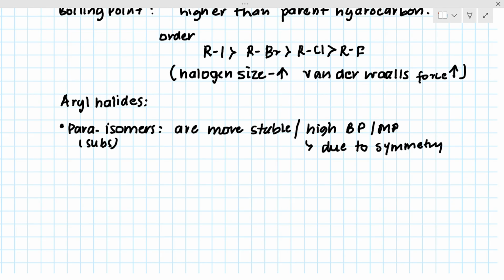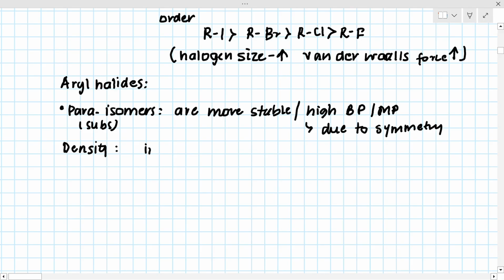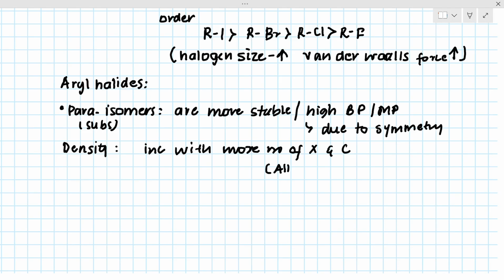So density increases with more number of X and C. Okay, so for alkyls, with R it increases.